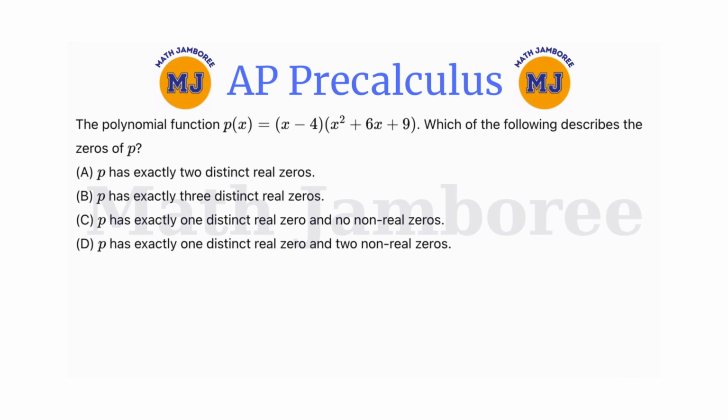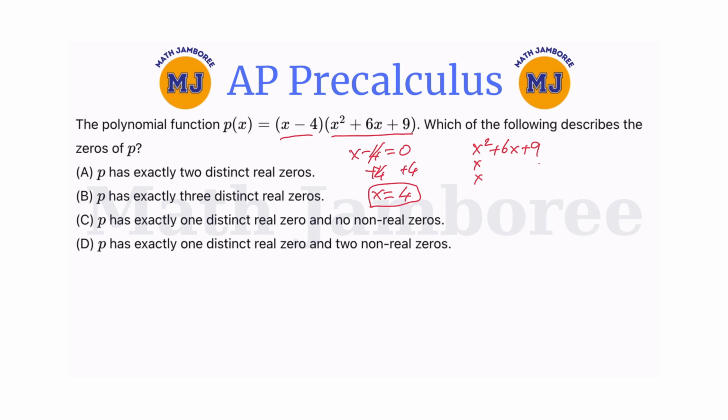To find the zeros of a function, we will make the factors equal 0, right? So there are two factors in this given polynomial. The first one is x minus 4 equals 0. The second one is x squared plus 6x plus 9. For the first, I will just add 4 to both sides, and x equals 4.